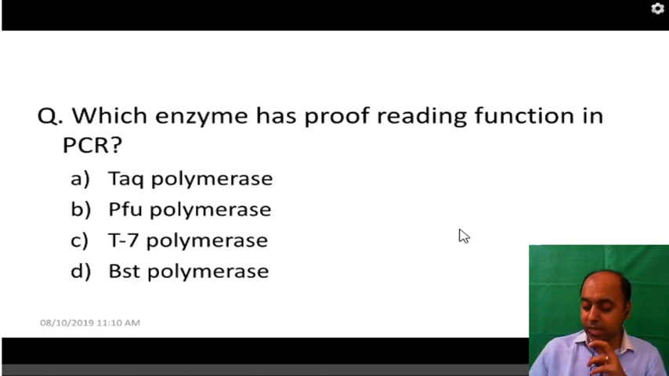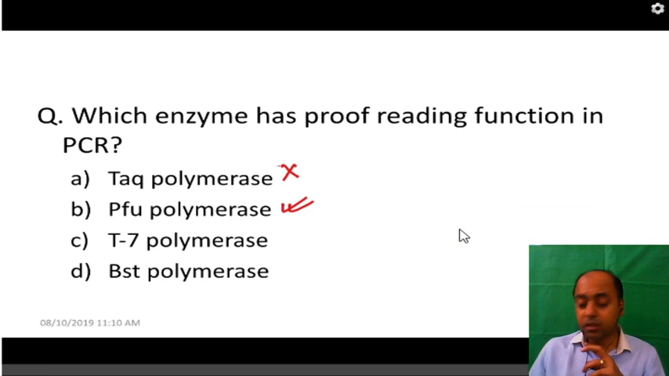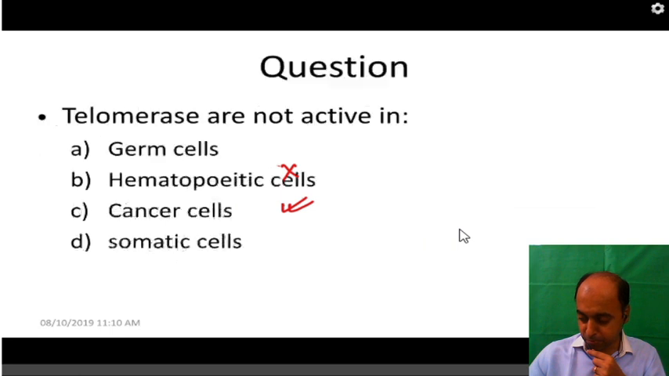Which enzyme has a proofreading function in PCR? We have not yet done this, but I'd just like to tell you that the commonly given answer, the Taq polymerase, is not correct. The answer is Pfu polymerase. Pfu polymerase has the proofreading function. Normally, the proofreading function in PCR is not required, but where it is required, we have to make use of the Pfu polymerase.